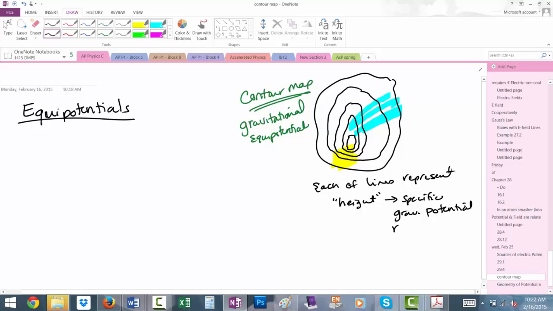What does it say? Specific. Gravitational potential. Sorry, sometimes I just write little and then it gets weird.